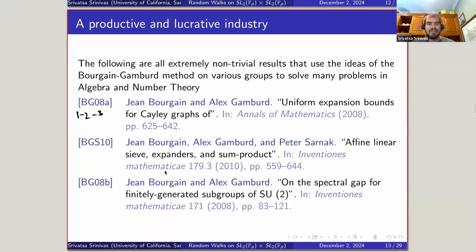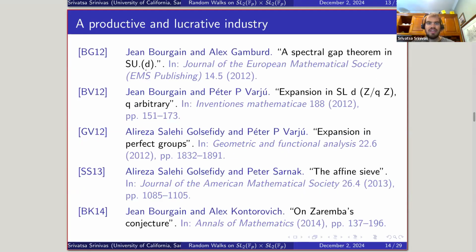Okay. Then after that, there's affine linear sieve expanders and some product. That's a paper related to number theory. On the spectral gap for finitely generated subgroups of SU2, like the same method, the Bourgain-Gamburd technique, but applied to SU2. Great paper. Then SUd, lots of non-trivialities in going from 2 to d. Then Bourgain and Varju, expansion in SLd(Z/qZ), q arbitrary. I really love this paper because this is one of my favorite groups. So same technique applied to this group, but you need a lot of new tricks.